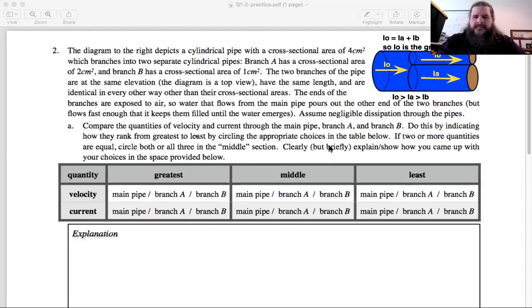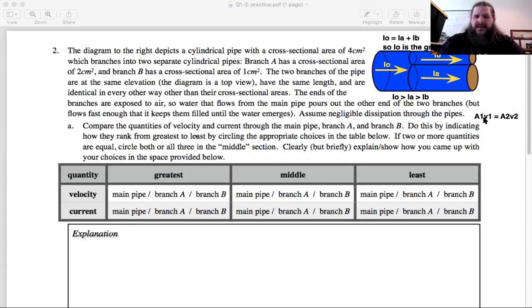So like if IO is larger than IA or IB, and then we know the cross-sectional area is also the largest, then doesn't the velocity have to be the smallest? We've got to be careful about that though, because of applying the continuity principle there, the idea that A1 V1 equals A2 V2. That really only applies if, well, what does area times speed mean in the first place?